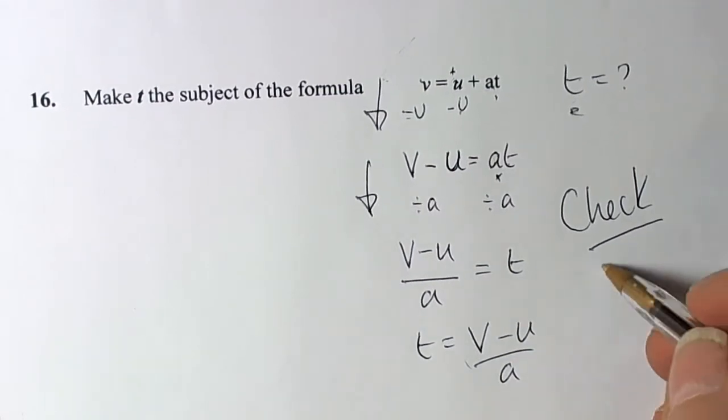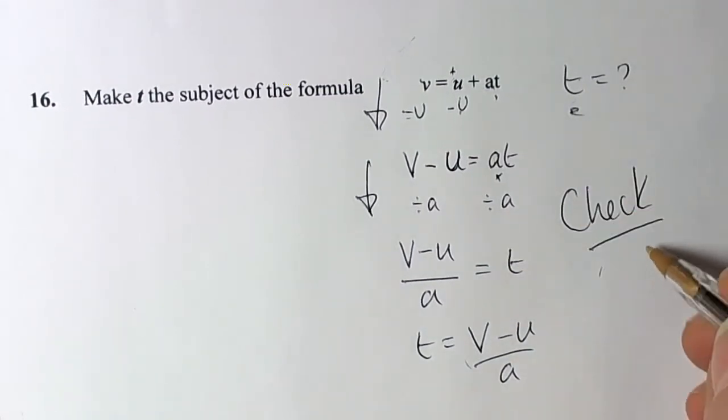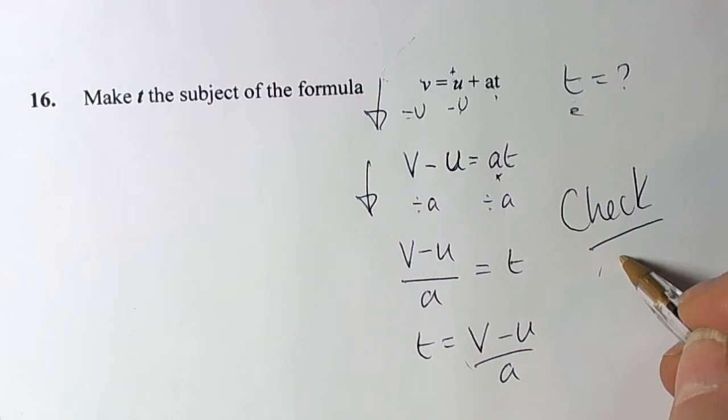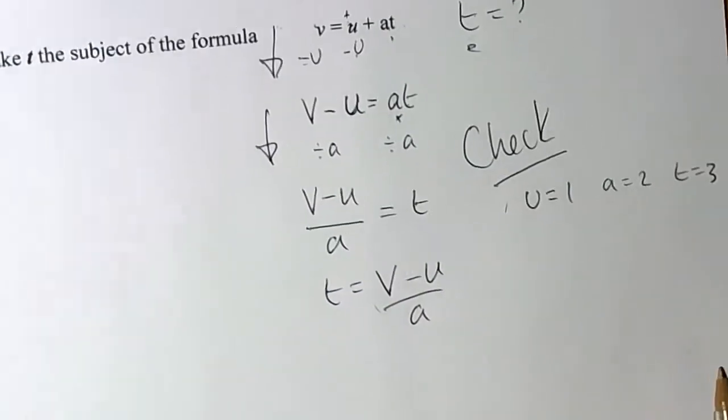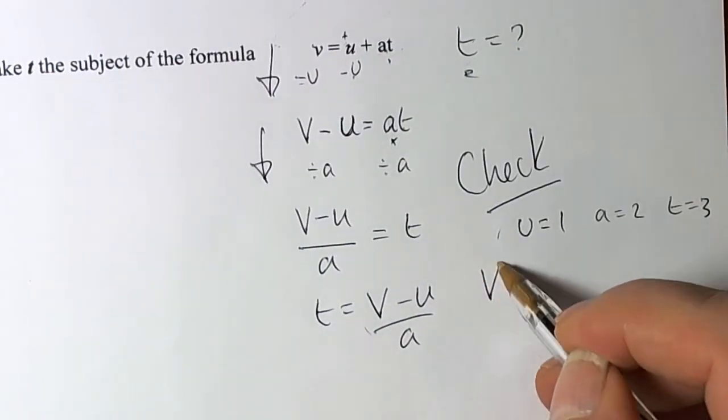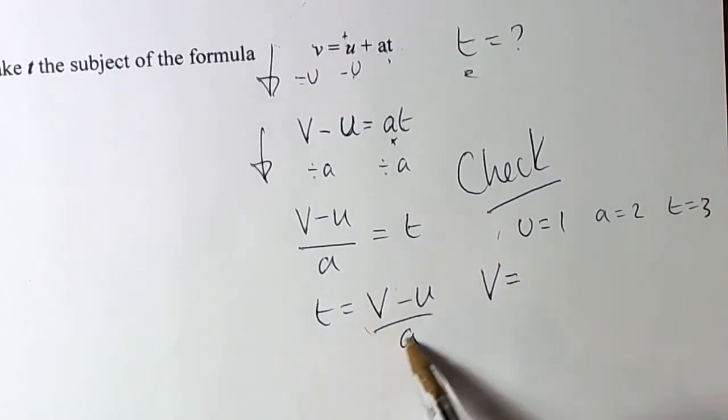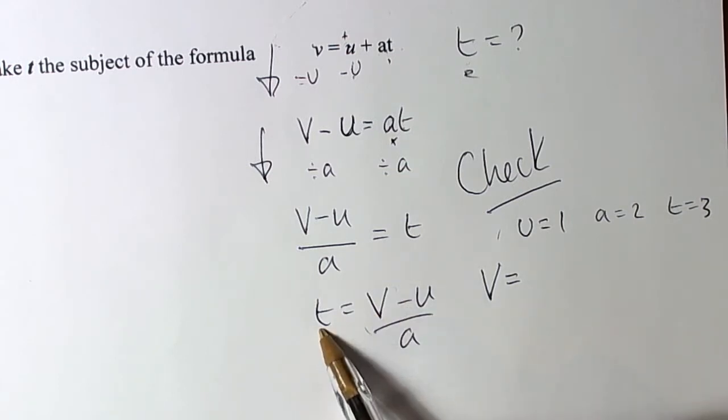Okay, now we've done all of this work, so we should do the check. And to check with rearranging, then we give the initial letters in the initial formula some values. So u, I'm going to give the value of 1, a, I'll give the value of 2, and t, I'll give the value of 3. It doesn't matter what values you give, because we're going to find a value for v, and then when we put it into the rearranged bit, it should all work to give us the chosen value of t.